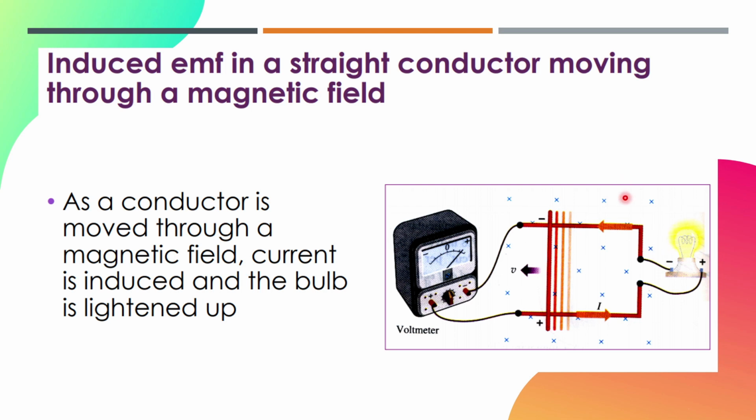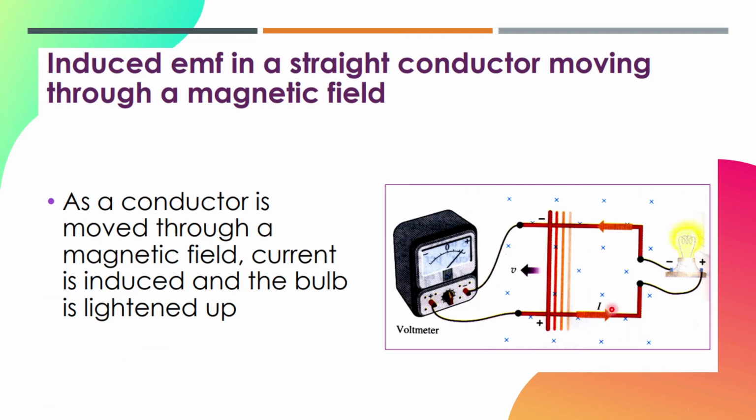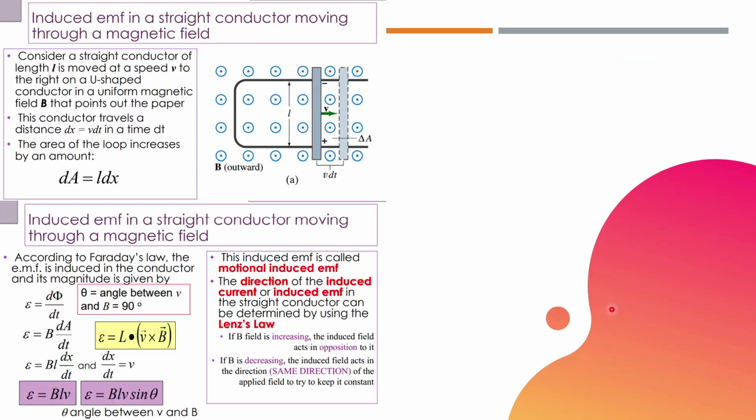So maknanya ada current yang lalu bila conductor ini bergerak ke kiri. Once the conductor is moved to the left, suddenly this bulb is lightened up. Therefore, we can conclude there is a flow of current in this circuit and there is an induced current. So how to determine the direction of induced current? Kita akan tengok sekejap lagi.